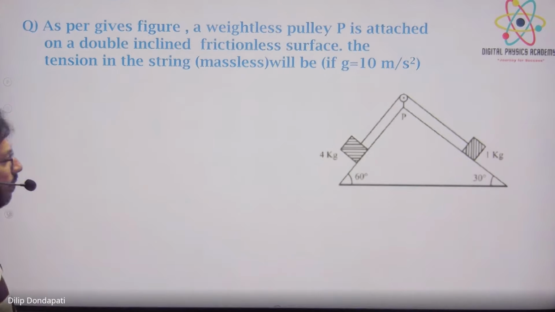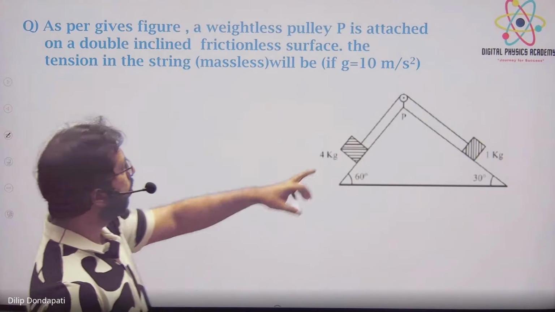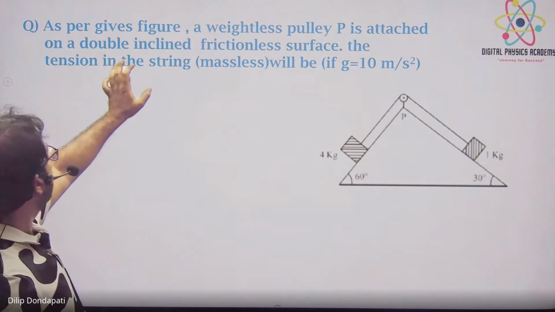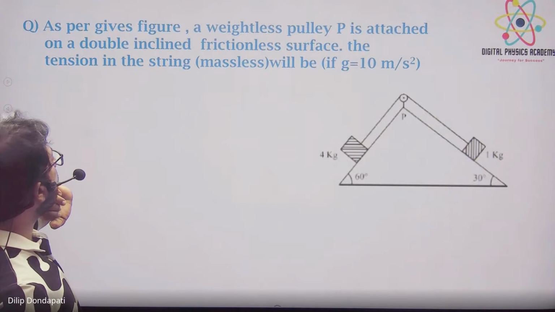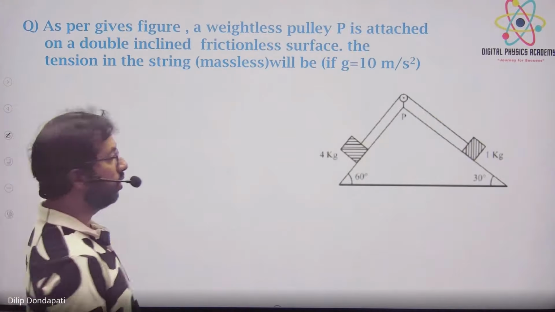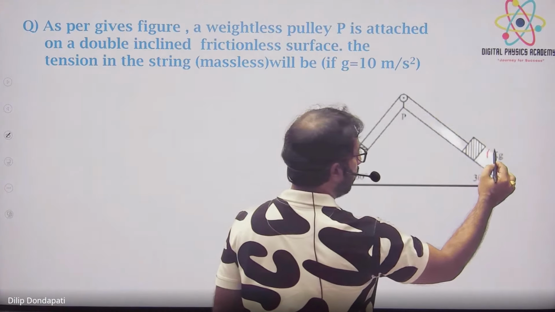चलो नेक्स्ट क्वेश्चन करो. So a weightless pulley is there. देखो pulley is there, is attached to the double inclined plane, frictionless surface. The tension of the string will be. So देखो two blocks are there. One is 4 kg, one is 1 kg.